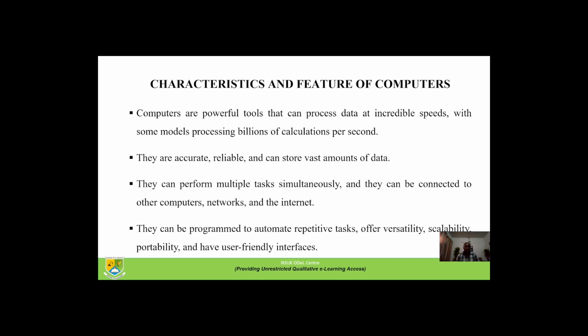They can perform multiple tasks concurrently or simultaneously, and they can be connected to other computers, a form of network, and then the internet. They can be programmed to automate repetitive tasks, and offer versatility. By versatility, we mean they can perform different functions almost concurrently. Another feature is that they are scalable, portable, and often offer user-friendly interfaces.